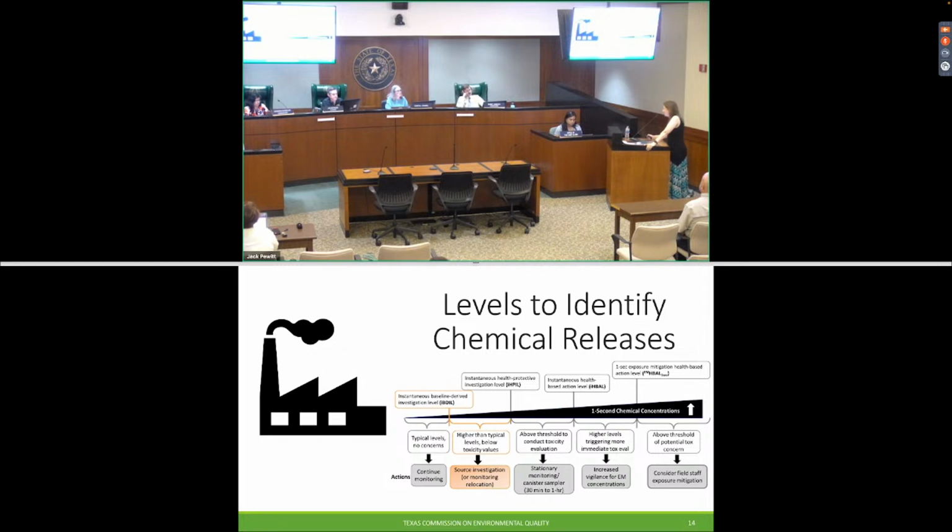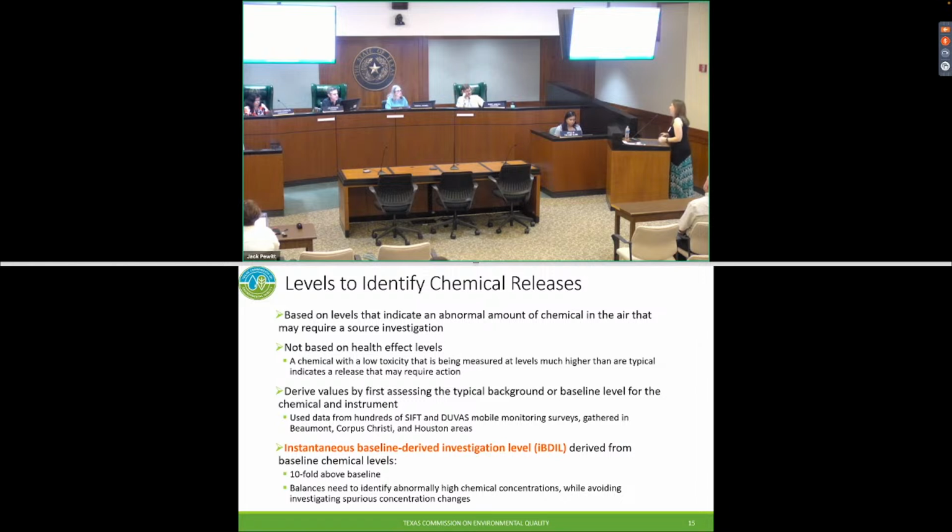So our levels to identify chemical releases, that first orange threshold. We're interested in identifying abnormally high concentrations. To do that, we first have to identify what's a normal concentration. What would we typically be measuring in the air? We call that the baseline. We can identify this baseline through a lot of surveys that our mobile monitoring groups have conducted, understanding what chemical concentrations they see when there's really no indication of any source of chemical. It's a combination of instrument noise, because instruments always have a bit of noise, and the low level concentrations of chemicals just in the environment, in the atmosphere. We take that baseline, and I'll show you an example in a figure on the next slide. We then set the instantaneous baseline derived investigation level, or IBEDL, at 10 times that baseline.